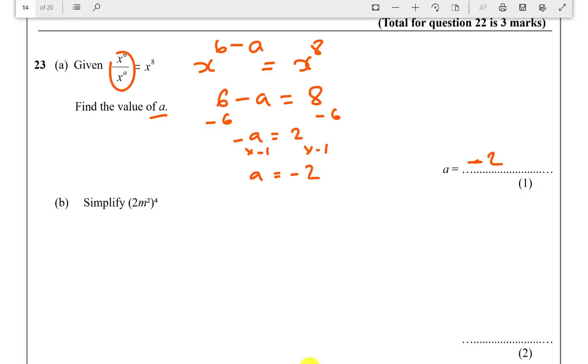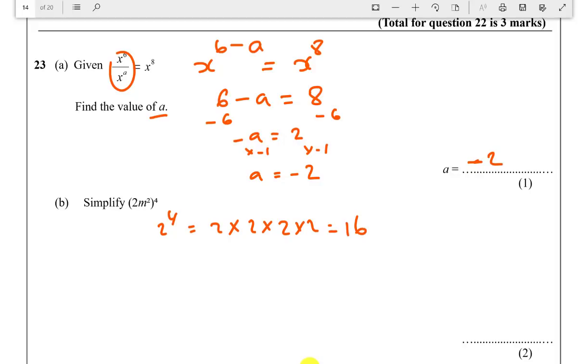Simplify 2m squared to the power of 4. Now let's find out what 2 to the power of 4 is. 2 to the power of 4 means 2 times 2 times 2 times 2. 2 times 2 is 4, times 2 is 8, times 2 is 16. And then m squared to the power of 4.